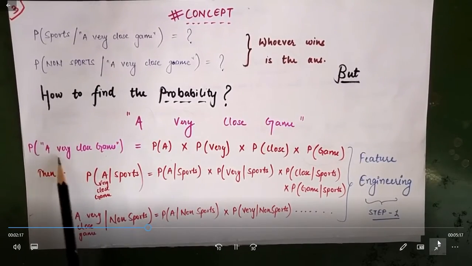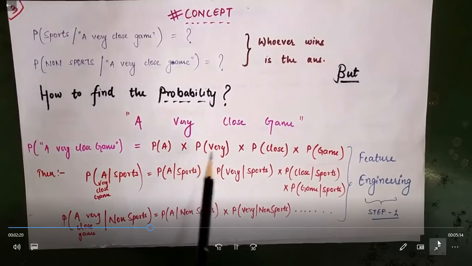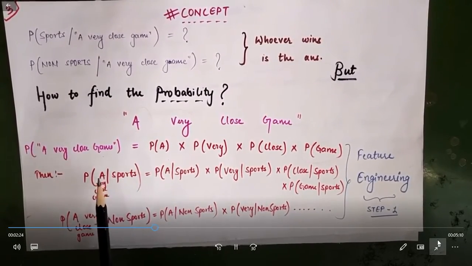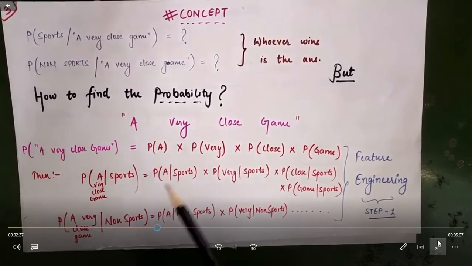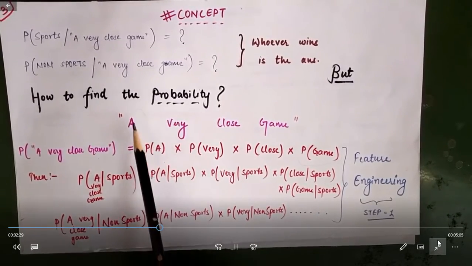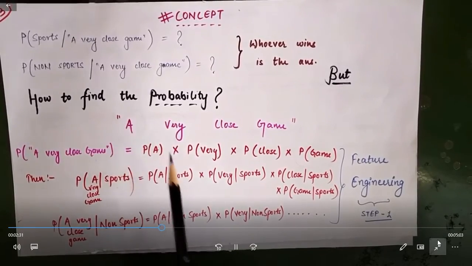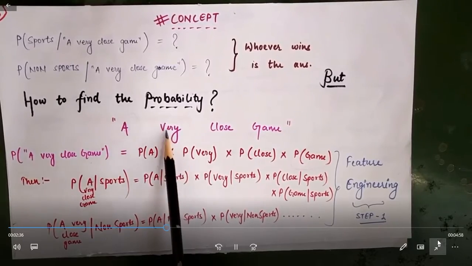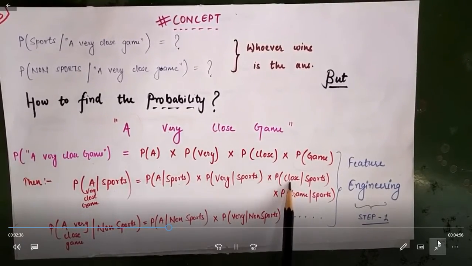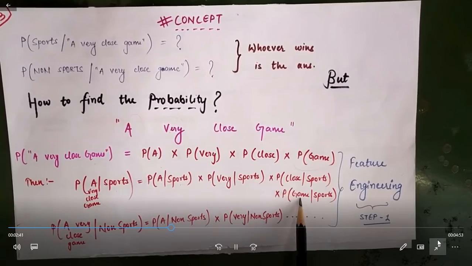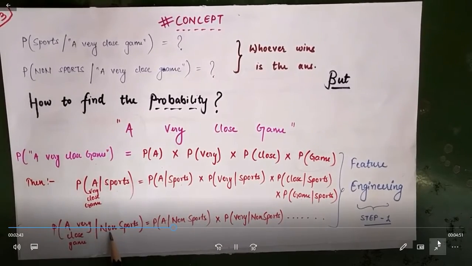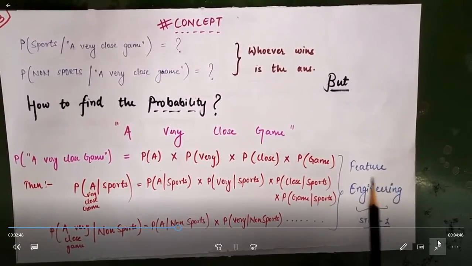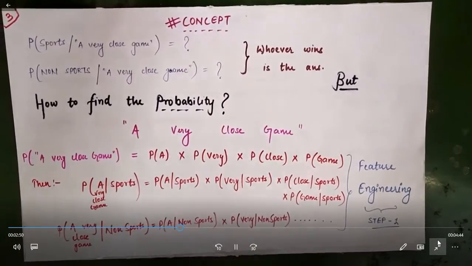So the probability of 'a very close game' will be the probability of 'a' into 'very' into 'close' into 'game'. Now I will assume that this probability belongs to sports, so I have to calculate the probability of each word with respect to that particular category. So the probability of 'a' with respect to sports, 'very' with respect to sports, 'close' with respect to sports, and 'game' with respect to sports. And the same I will do with the non-sports category. This whole process is known as feature engineering, which is the very first step of the naive Bayes classifier.